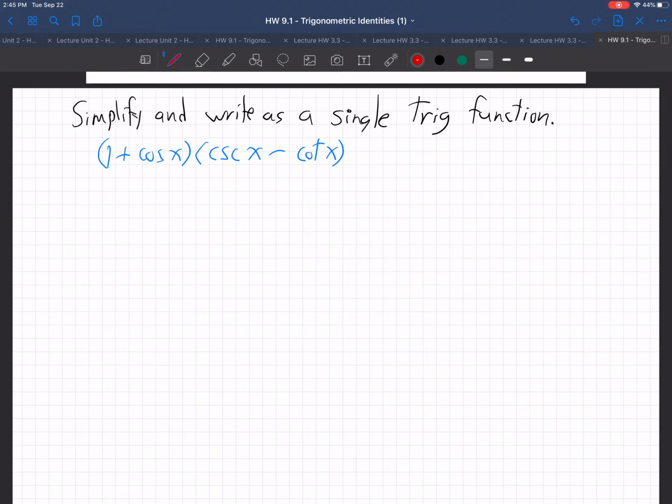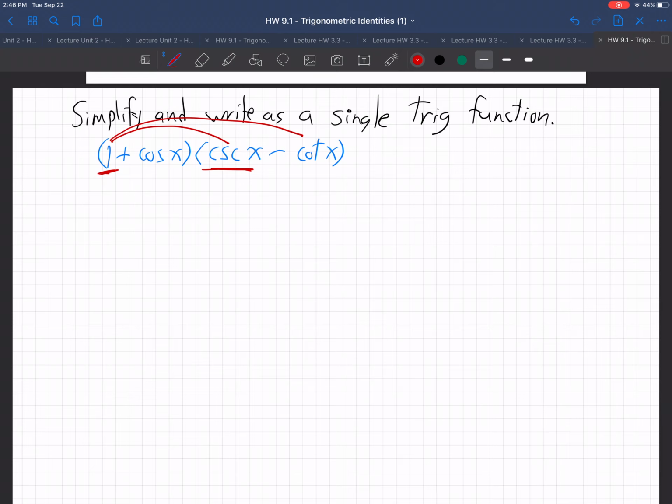Welcome to an example in which we're simplifying and writing as a single trig function this expression. So how should we take this expression with the two parentheses and everything and make it a single trig function? Well, I think the best way is to start by distributing, right? You know, the 1 will go to both.